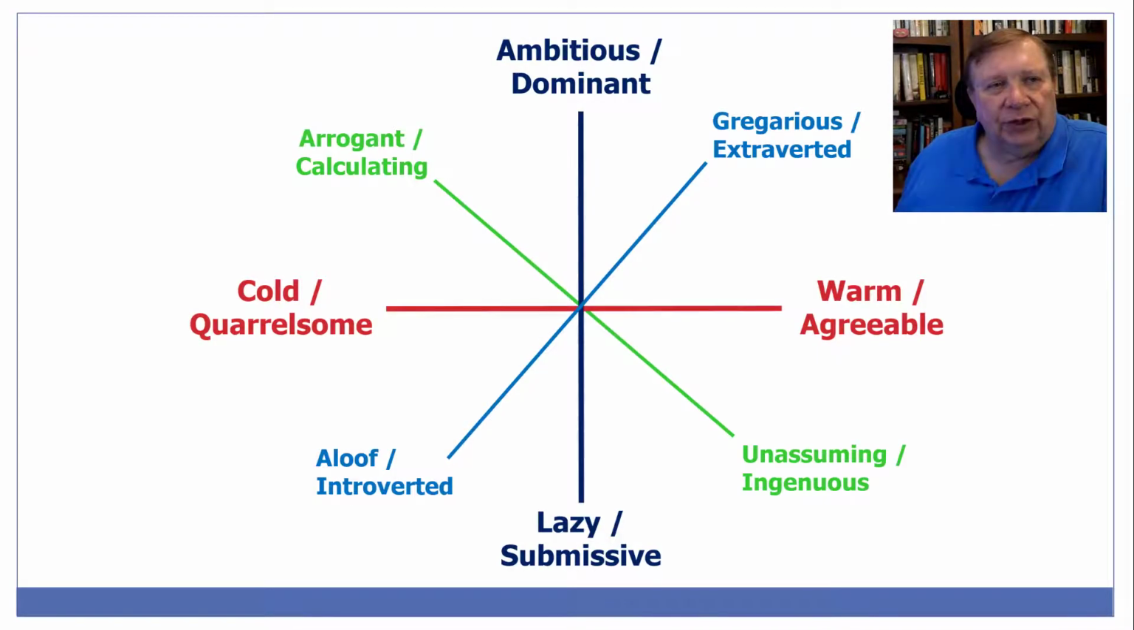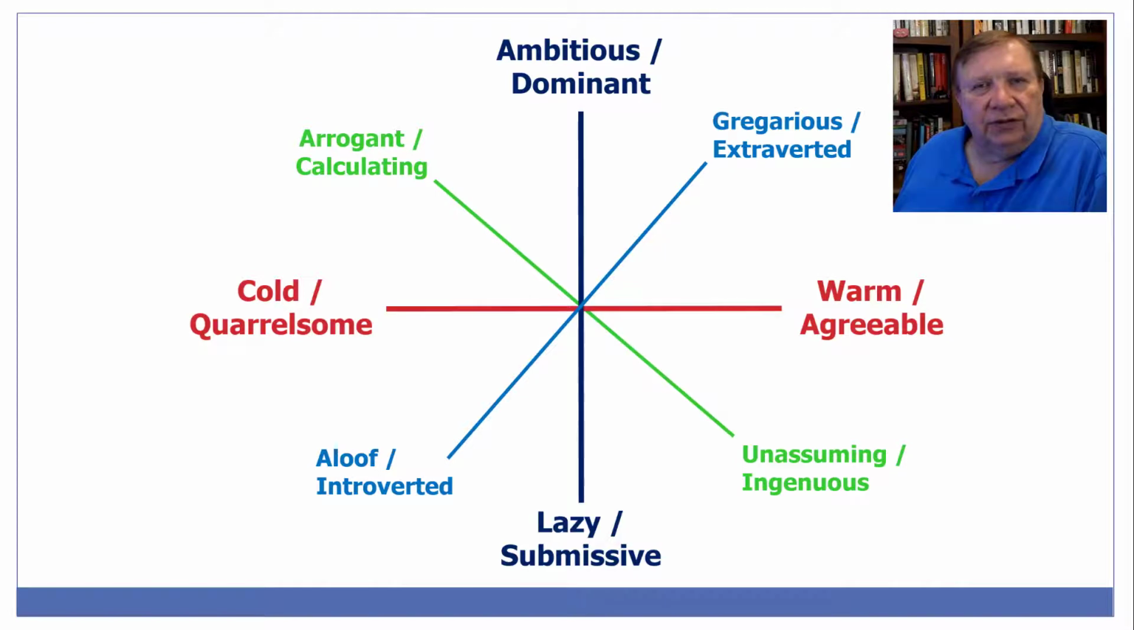The final spoke in the interpersonal circle is the last trait in here, halfway between dominance and cold and agreeable and lazy. It's a trait called arrogant, calculating, unassuming, ingenuous. This is the 8-model version of the circumplex. There's also a 16-trait model, but 8's enough for now.